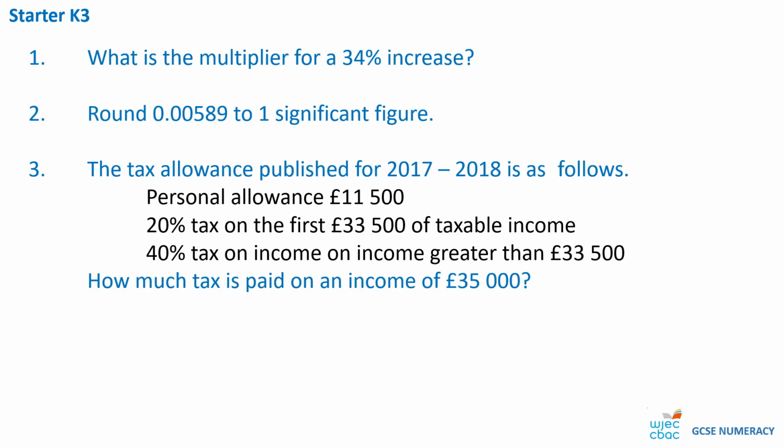Right, so question 1. What's the multiplier for a 34% increase? So it's going up in value. We always start at 100%. We add 34, that takes us up to 134%, which as a decimal is 1.34.